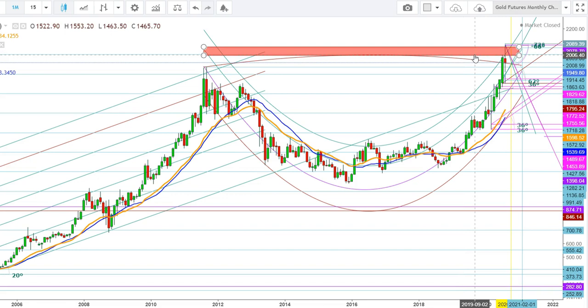So here you can see that this stiff resistance zone from the levels of $2006 to $2076 will continue to provide good opportunity to gold bugs. Any upward move amid this zone will be sold by the gold bears. The gold futures will have to defend the immediate level of $1876. Otherwise, this sell-off may continue in gold futures.